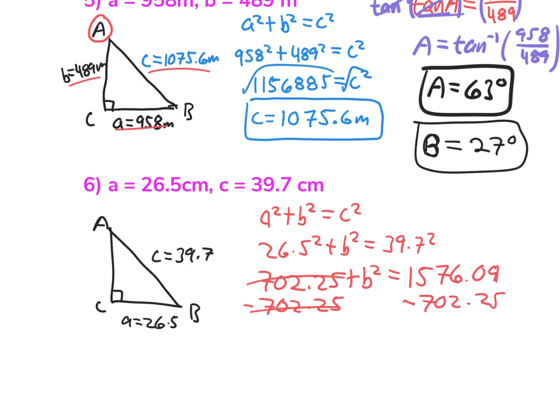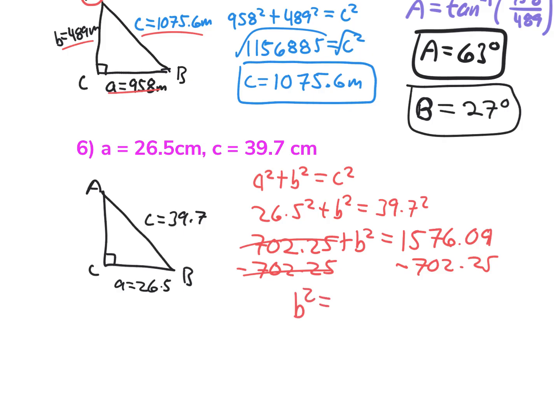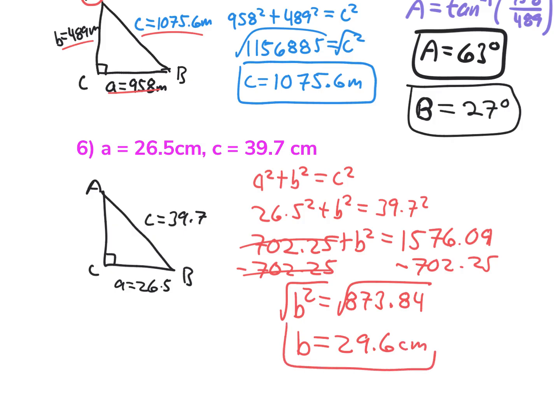And then those cross out. And then we get B squared is whatever this is equal to. All right, so 873.84. Just like always, square root both sides, and we should get that B is 29.6 to the nearest tenth centimeters. All right, that's about as much work as you have to do in this problem, right, is Pythagorean theorem. But then now that we have that, we can easily find our angles.